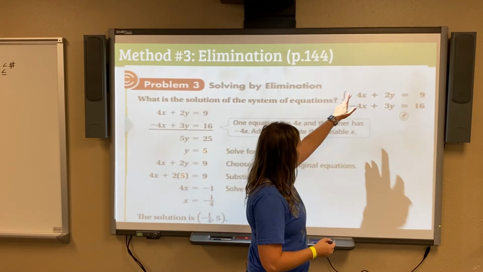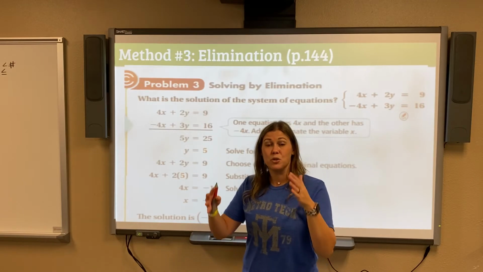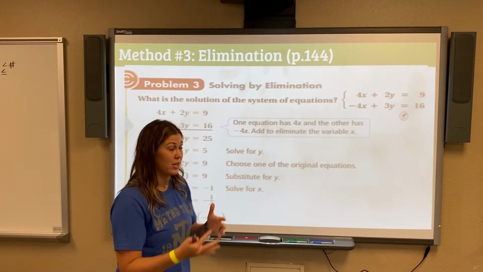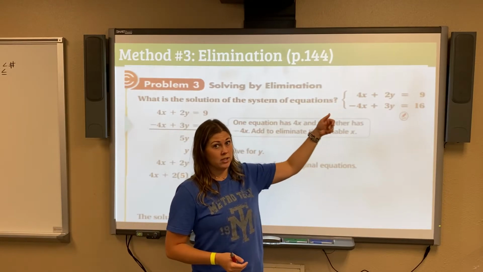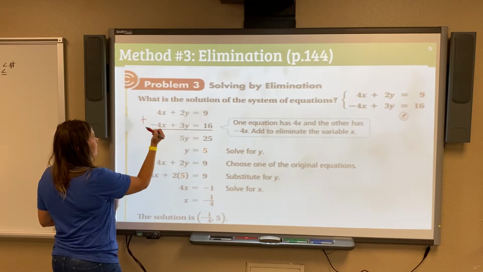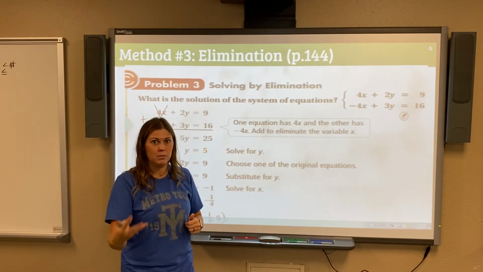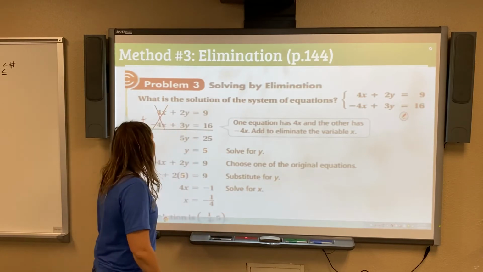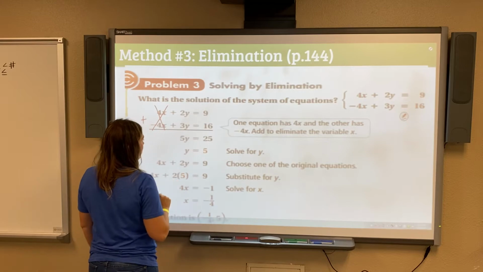So we have 4x plus 2y equals 9, negative 4x plus 3y equals 16. Our point here is to eliminate a variable by adding straight down. Our x's are lined up, our y's are lined up, and our constants are lined up. If we add straight down, 4x plus negative 4x cancels. And that's the purpose of elimination, to eliminate.